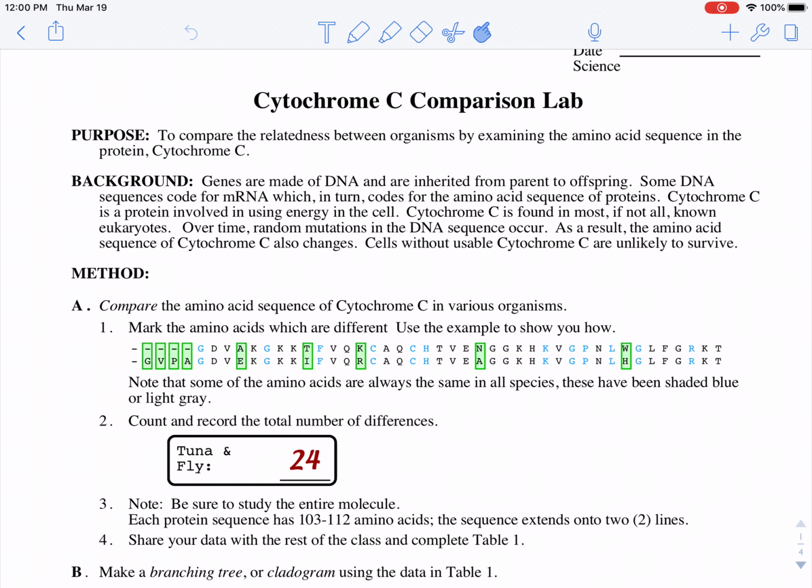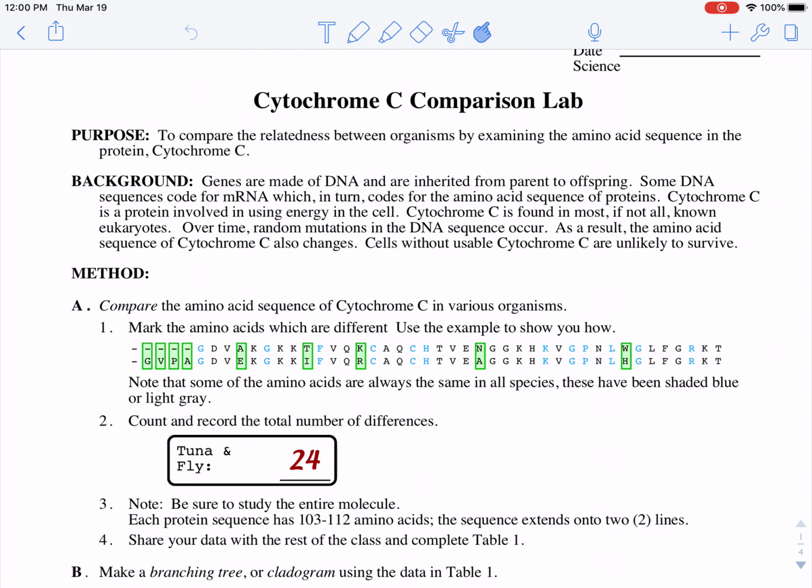Some DNA sequences code for mRNA, which, as we know, codes for the amino acid sequence of proteins. And so cytochrome C is just this protein involved within the mitochondria for energy use by cells. And it is found in most, if not all, known eukaryotes for that same reason. You should know by now, if you've read the book, that over time, mutations in DNA sequences occur, and as a result of these mutations, organisms change over time. This is only one protein we're looking at in the big scheme of things, but it has certainly changed over time. And we're going to see that these mutations accumulate almost like a molecular clock as organisms change.